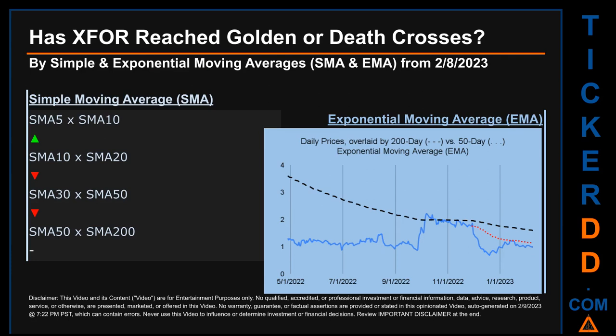Essentially, a golden cross is a bullish signal. It appears when a ticker's short-term moving average crosses above its long-term average.